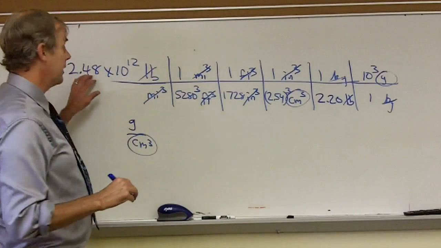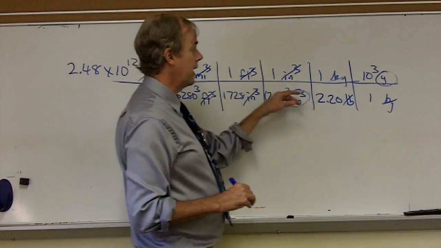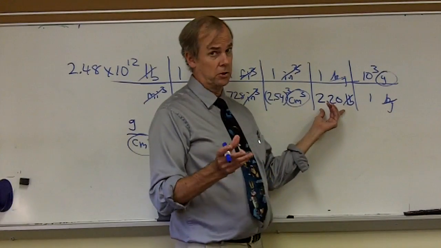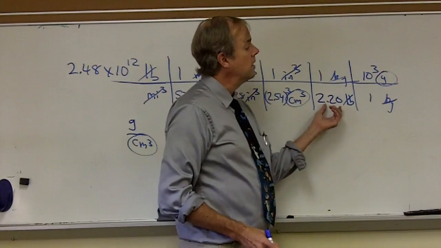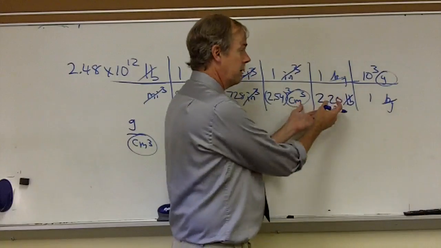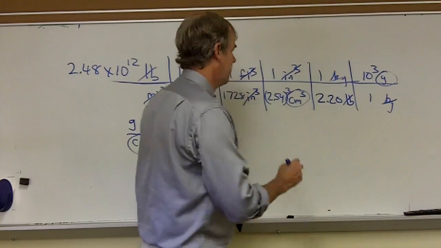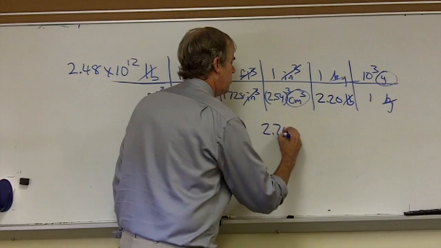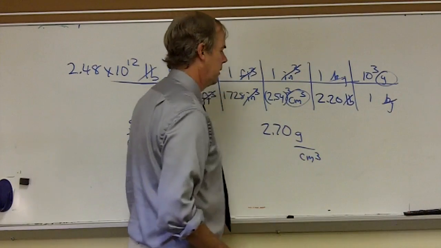And of course, we have a 3-digit measured number. Exact, exact, exact. This is not an exact conversion. This is a measured comparison between the two systems. So this has 3 digits. So if you start with 3 and we have 3 more, we want 3 digits in our answer. And if you multiply this and round off, you get 2.70 grams per cubic centimeter.